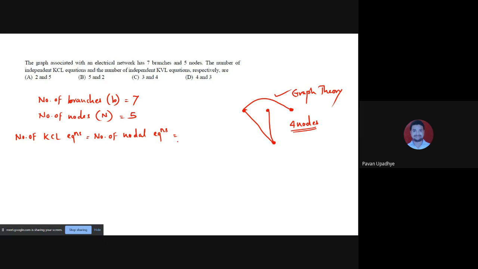That relationship will be explored over here. So the number of KCL equations: one of these nodes is the ground node, so that is why it is not 4. It is 1 less than the number of nodes.